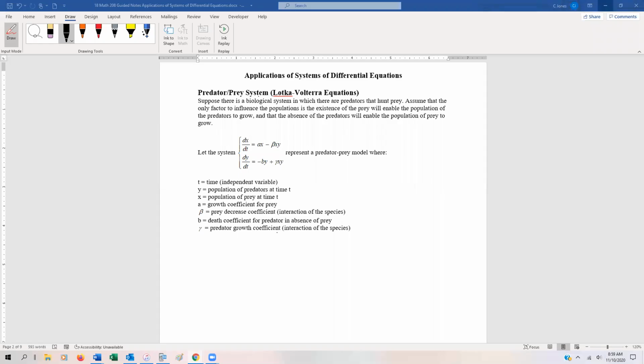One of the first systems that we're going to look at is called a Lotka-Volterra equation, or a predator-prey system. First I'm going to explain the derivation of this, and then we're going to use some technology to solve one.